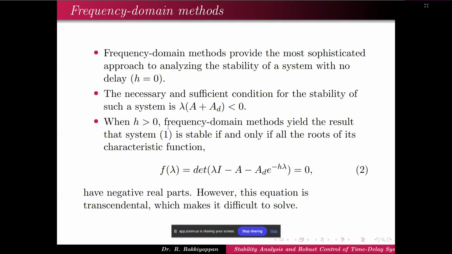When h is positive, the frequency domain method yields that system 1 is stable if and only if all the roots of the characteristic function, the determinant of lambda I minus A minus A_d e to the power minus h lambda, have negative real parts. However, this equation is transcendental, which makes it difficult to solve.